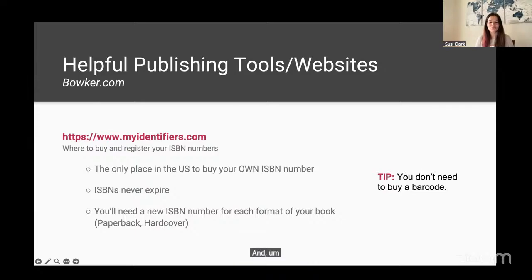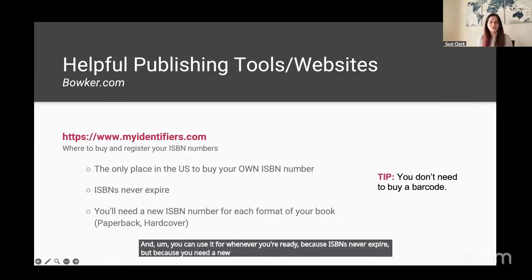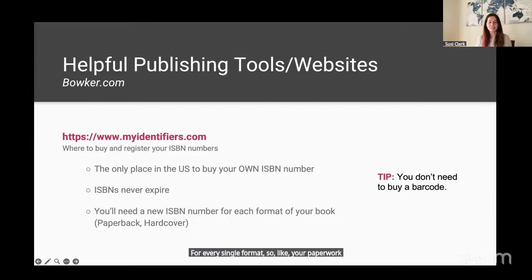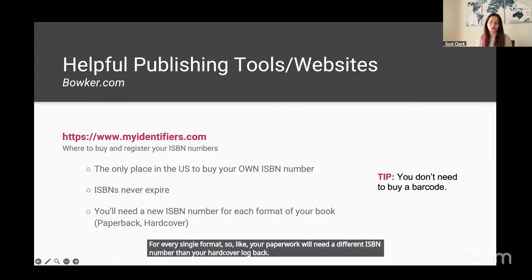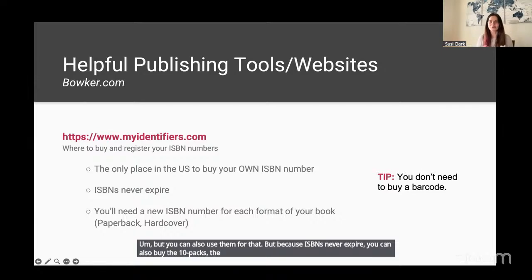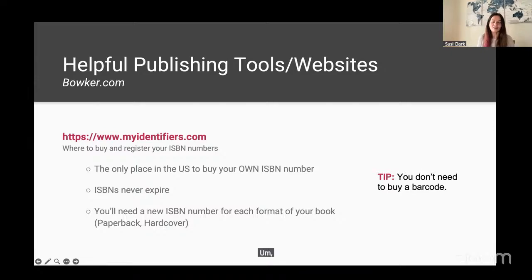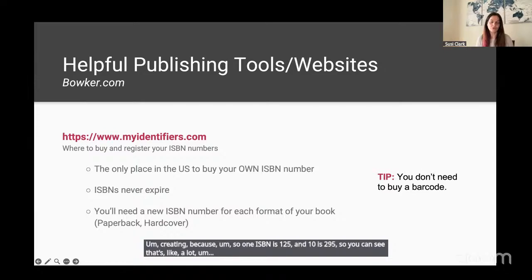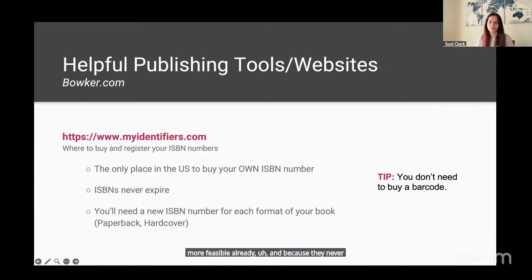And you can use it whenever you're ready because ISBNs never expire. But you need a new ISBN number for every single format, so your paperback will need a different ISBN number than your hardcover book. Ebooks aren't required to have ISBN numbers, but you can also use them for that. Because ISBNs never expire, you can also buy the 10 packs, the 100 packs, whatever you think works for you, however many books you're thinking of creating. One ISBN is 125 and 10 is 295. So you can see that's a lot more feasible already. And because they never expire, it makes a lot of sense.